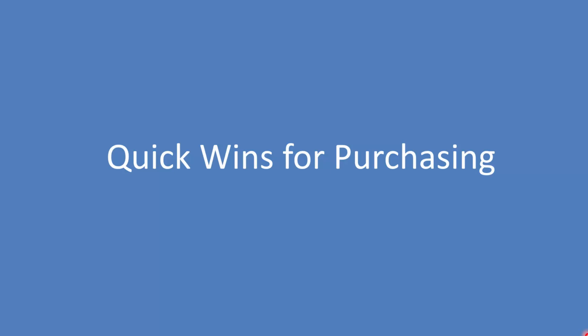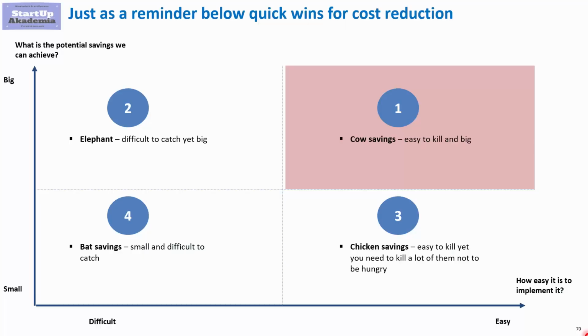In the previous lecture, we have learned the quick wins framework for cost reduction. Now let's adjust that for purchasing projects. So just as a reminder, in the cost reduction, we would look at the following matrix. We would have 2 dimensions. So how easy it is to implement and what is the potential savings cost reduction we can achieve.